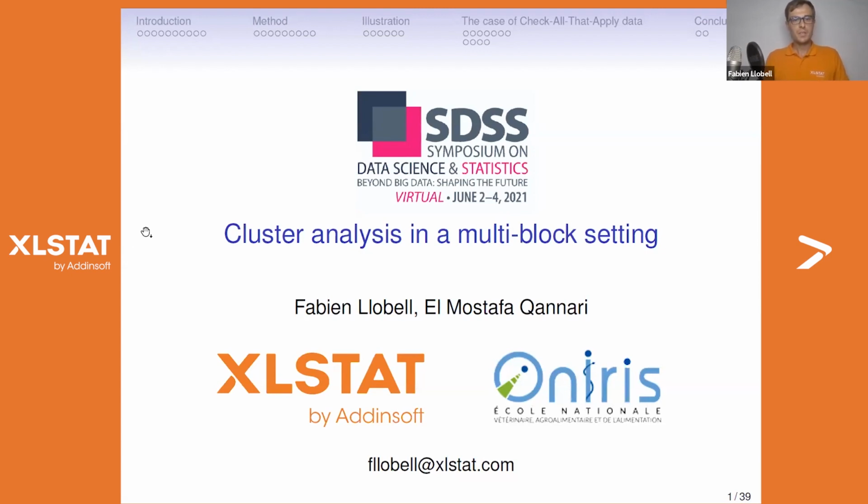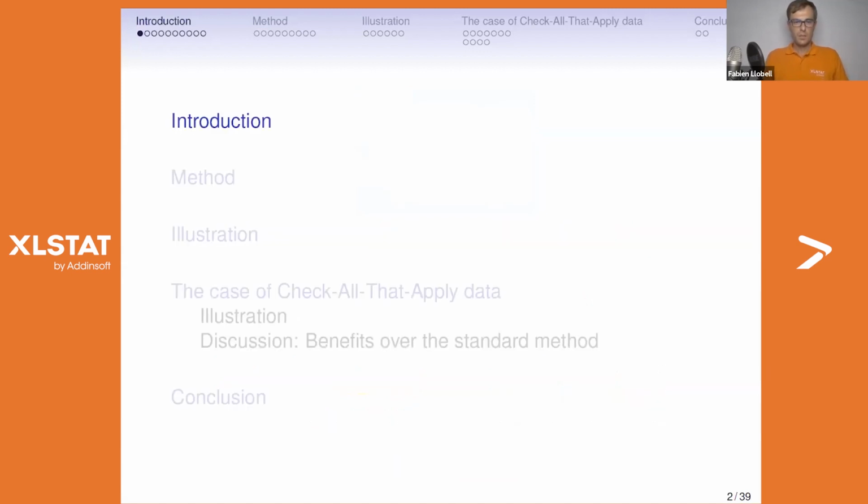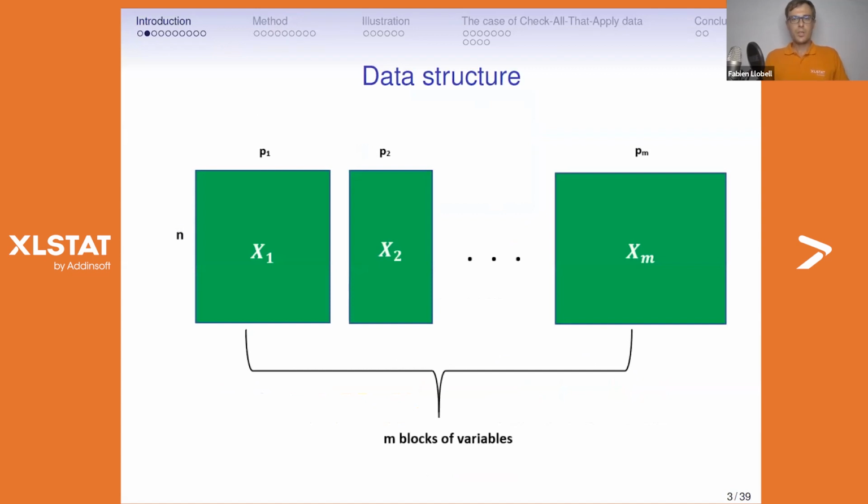I will talk about cluster analysis in a multi-block setting, in the particular case where the data can be divided into several blocks of variables. So the data structure is several blocks of variables on the same observations, but the variables can be different from one block to another, and the number of variables can be different from one block to another.